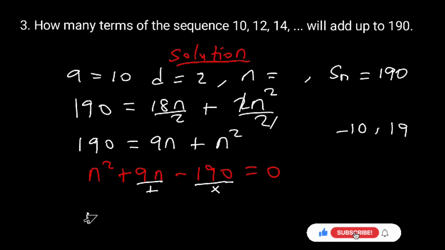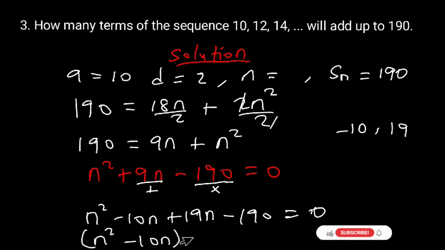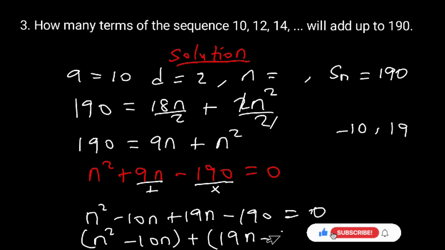So we have n squared. Then we are going to replace 9n with minus 10n plus 19n. So we have minus 10n plus 19n, then minus 190 equals to 0. Now let's group this. We have n squared minus 10n plus 19n minus 190 equals to 0.